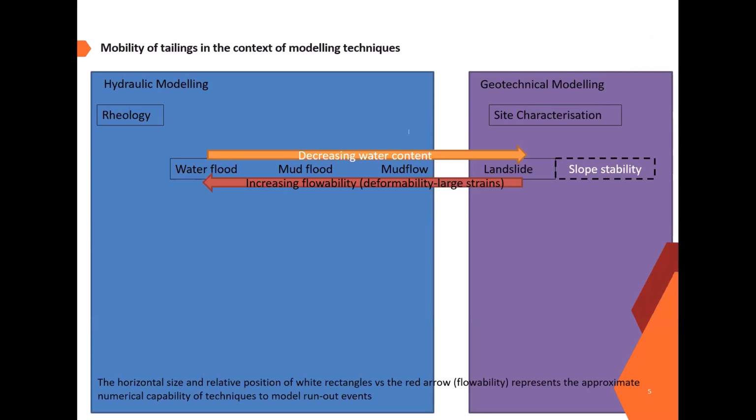So, what I'm going to show you next, and it's quite unfortunate that we have that label there, is a bunch of white squares that I'm going to place in that plot. And the relative position of those white squares is going to indicate where that technique is applicable to the phenomenon that you see in the middle: water flood, mud flow, or a landslide.